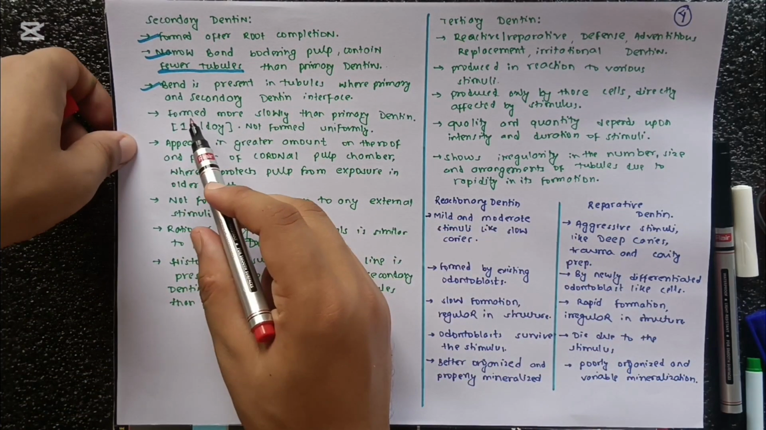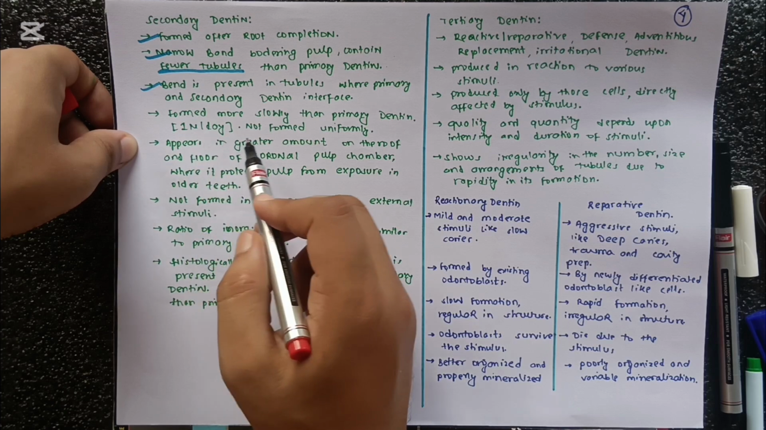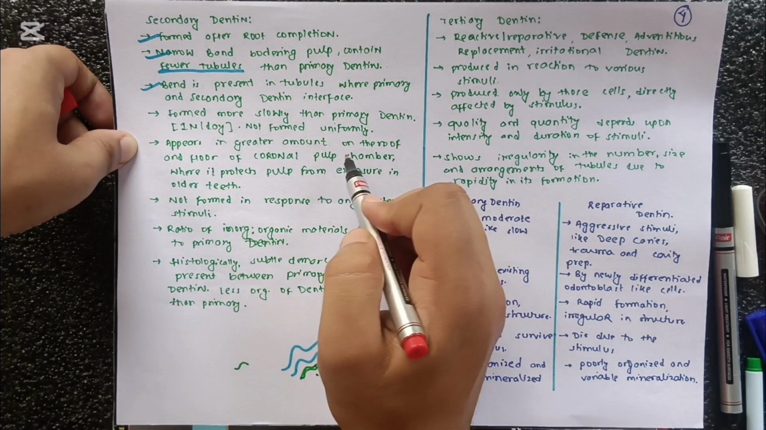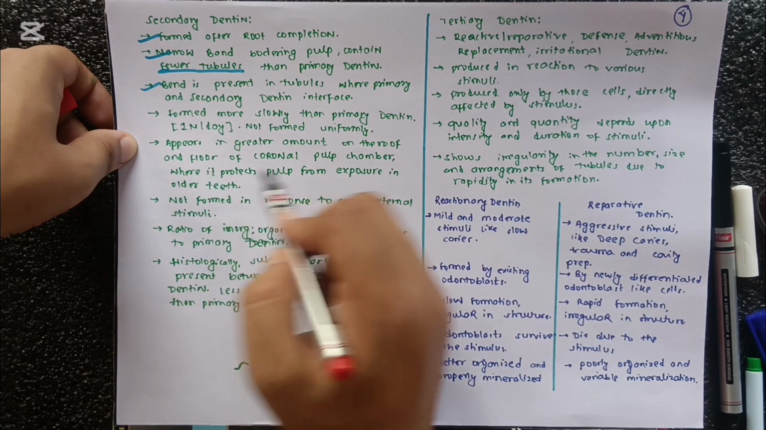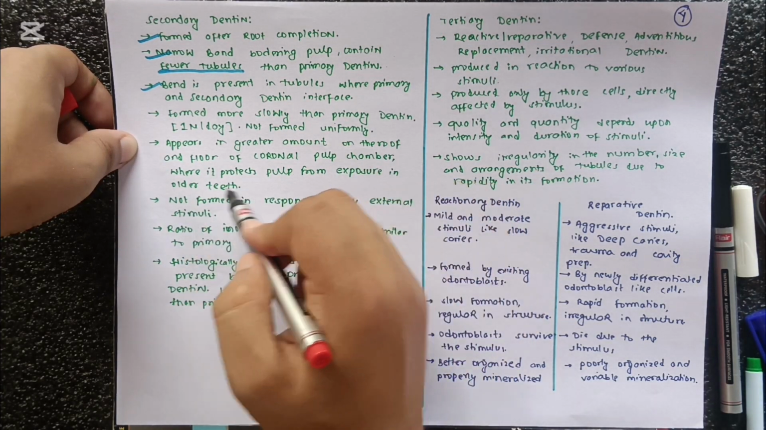After that, it is formed more slowly than the primary dentin, at 1 micron per day, and not formed uniformly. It appears in a greater amount on the roof and the floor of the coronal pulp chamber, where it protects the pulp from exposure in the older tooth.